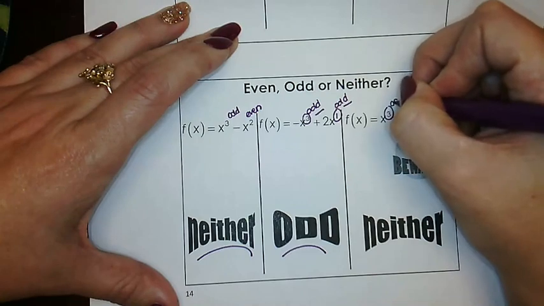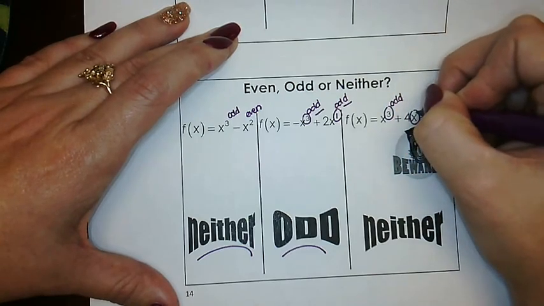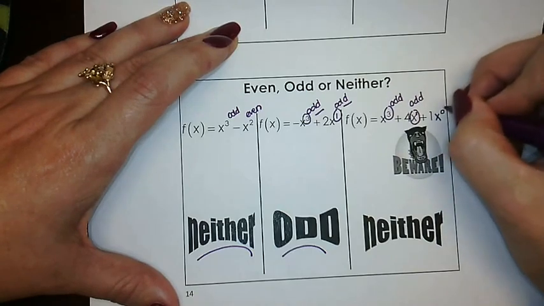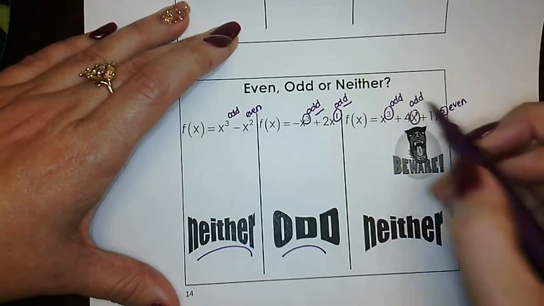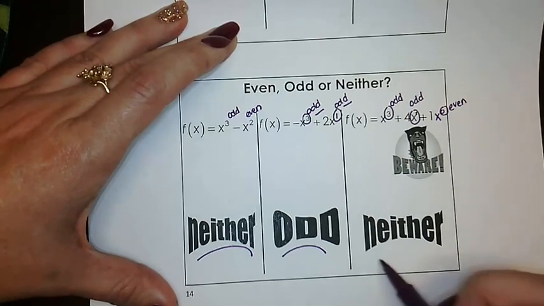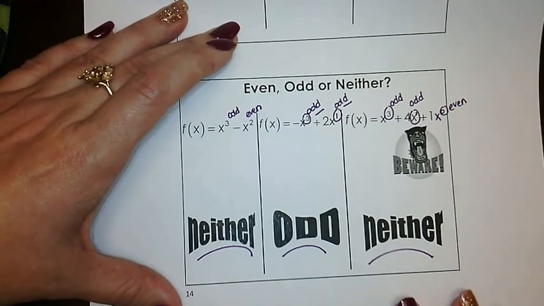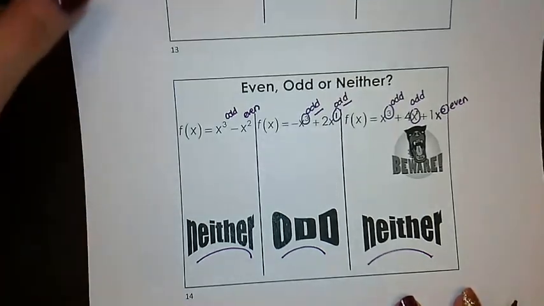Here I have odd. I have the degree 1, which is odd. But then I have my constant, which is the 0, which is even. So I'm still mixed up, even if there's more odd, making this neither. So that's how you do even, odd, and neither with polynomial functions. So that's all the characteristics of functions we're going to talk about.